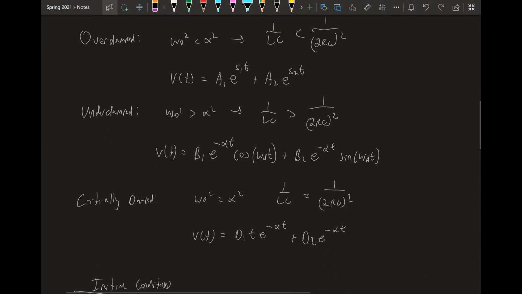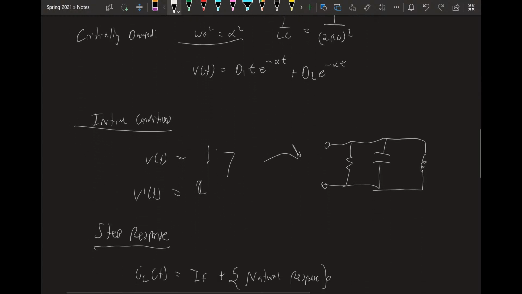But they have the same conditions. W naught squared is less than alpha squared. Remember that alpha is changing. But you can still have an overdamped, underdamped, or critically damped response. You test for them the same way. Test W naught squared less than alpha squared, W naught squared greater than alpha squared, W naught squared equals alpha squared, with this one change that alpha is different.